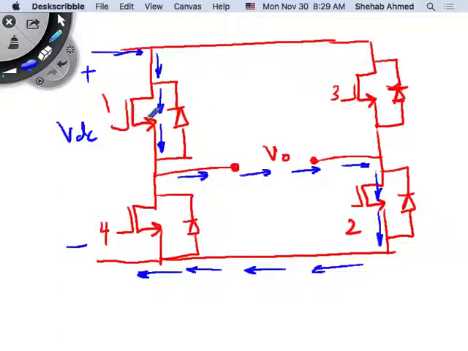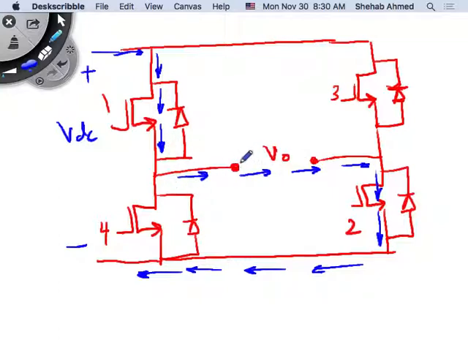Now I want to switch to what? 3 and 4, right? But I cannot switch to 3 and 4 right away. I have to turn off 1, and then turn on 4. And same thing, I cannot turn on 3 right away. I have to turn off 2, and then turn on 3, because that time applies in both cases. So let's see what happens.